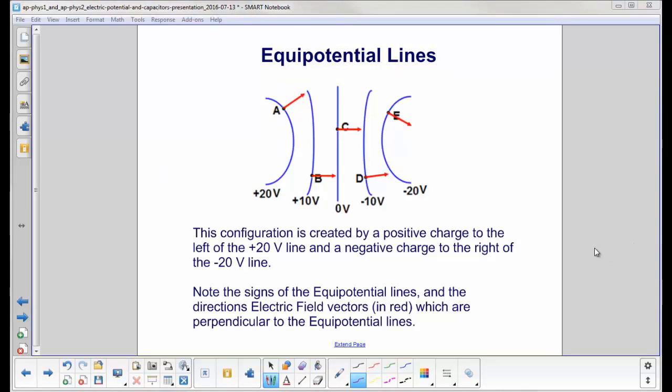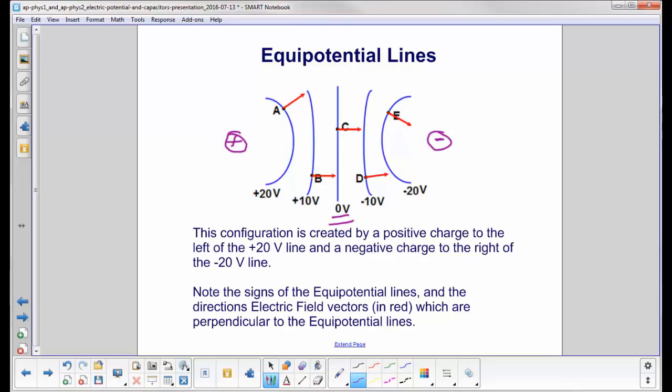This configuration is created by a positive charge to the left, because you can see what's happening here. You start at 20 volts and it goes down to 10, then it goes down to 0. But wait a minute, this isn't infinity. No, because there's another charge. So let's say there's some kind of negative charge configuration over here. Negative 20, negative 10. And what happens in the middle is you add the voltages up due to these two charges and they cancel out and you get 0 volts. So in this case, you don't have to go to infinity to get 0 volts. You've got the effect of these two potentials canceling out right in the middle.